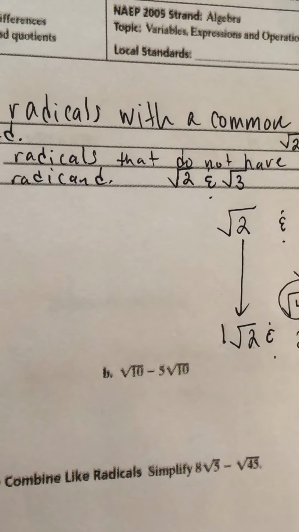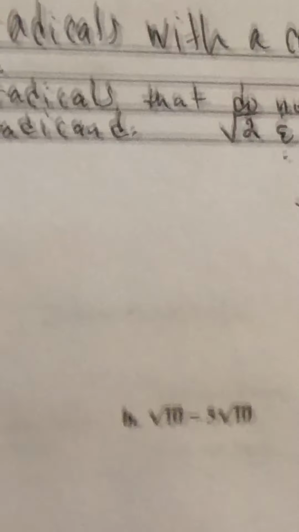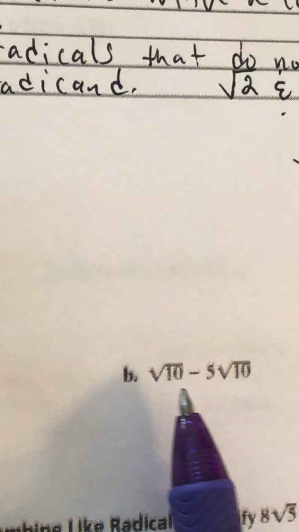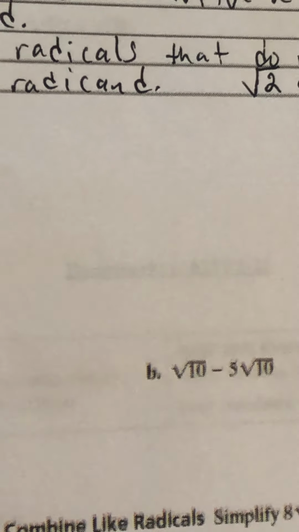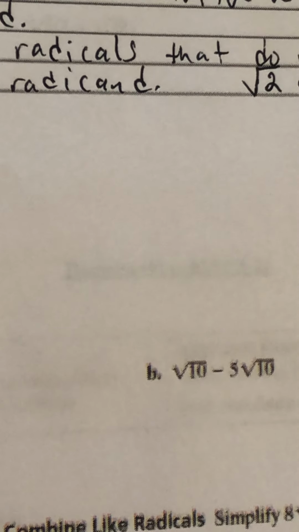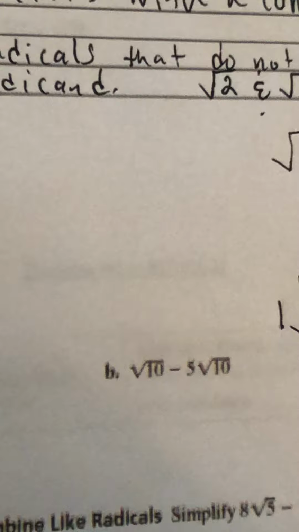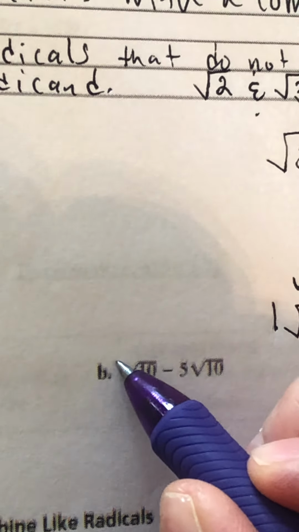Let's come over to this one. Square root of 10 minus 5 square root of 10. Again, right away I notice common radicand. And then when I think of the factors of 10, 1 and 10, 2 and 5, neither of those combinations would allow me to simplify it any further. So this is about as easy as it can get.